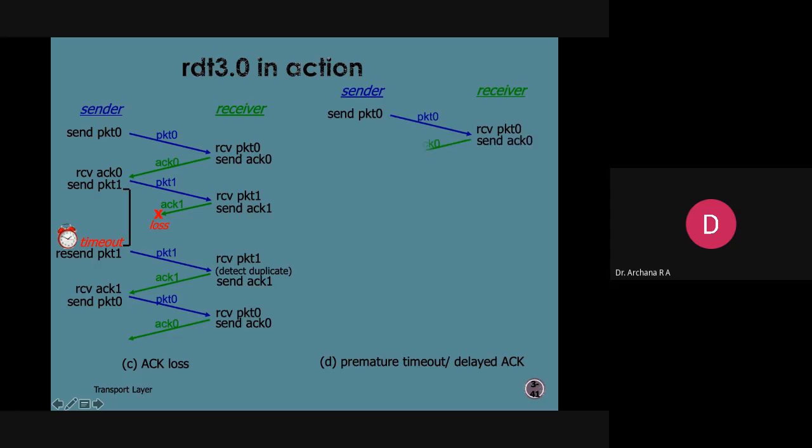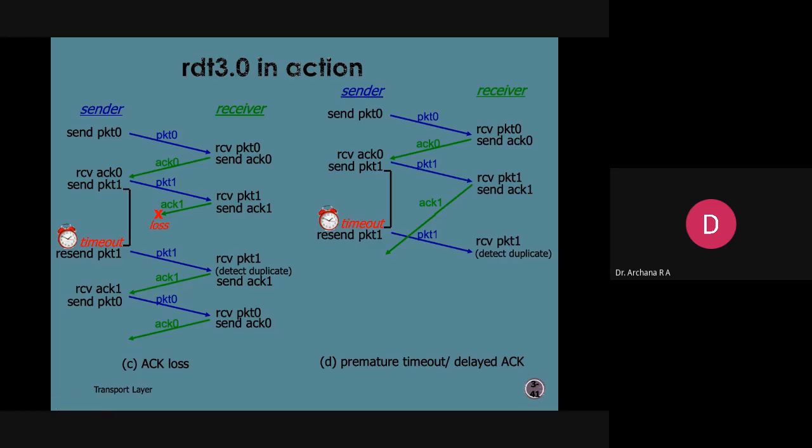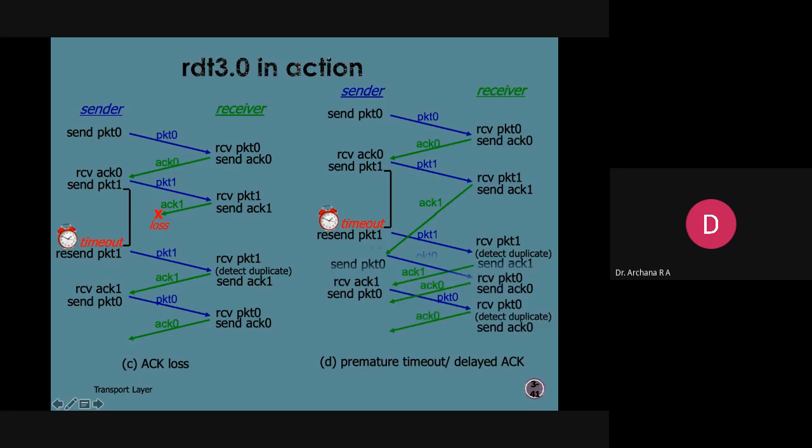In this case, you have sent the packet and received the acknowledgement. Again you send the packet, but this time the acknowledgement is delayed: you are going to get it, but it has already timed out. Since there is a timeout, the packet is sent again. The packet already exists at the receiver side, so it is detected as a duplicate, and the receiver sends back the acknowledgement again.